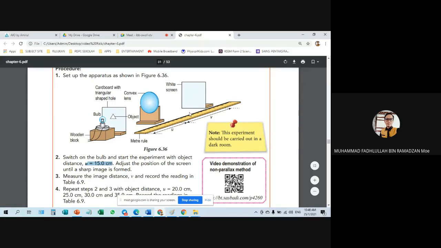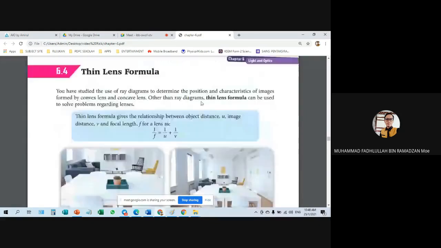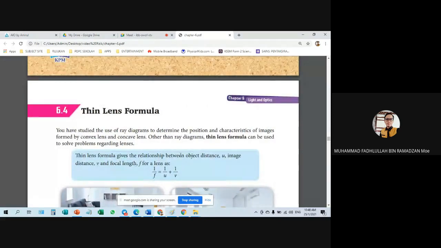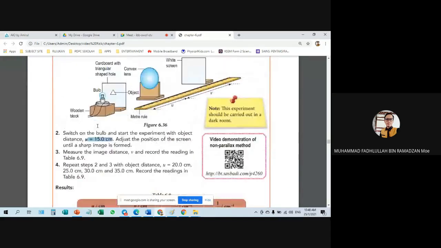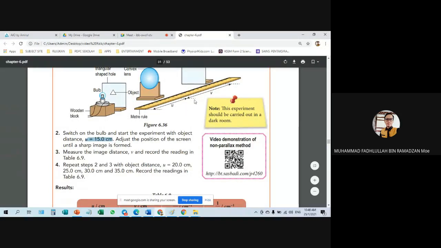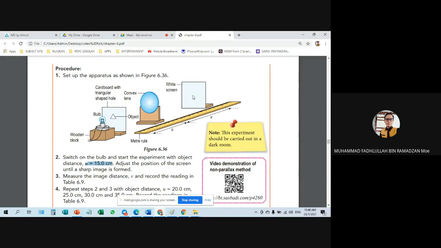Okay, so tadi kita ada U and V kan, so you kena tahulah U tu apa, V tu apa. Okay, so V adalah image distance. So tu yang kita nak make sure berapa. Kalau kita adjust dia punya object distance 15 cm, so what is the image distance, so V. Nak confirmkan kita mesti dapat sharp image. So kalau kita dapat ni cahaya yang paling terang lah, dia macam paling bright dekat situ lah. And then we measure and we record.